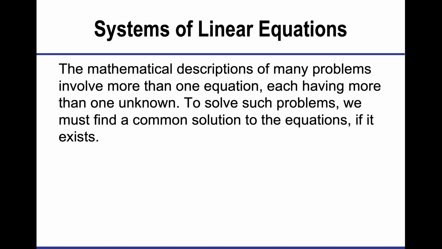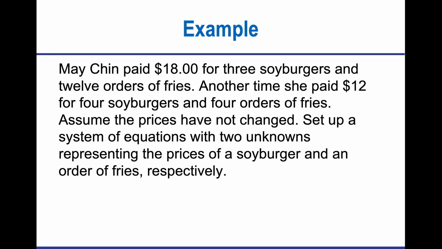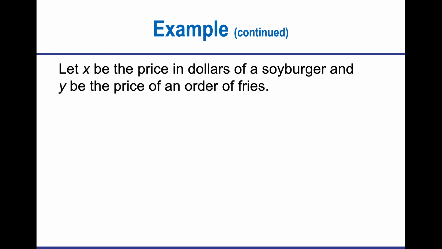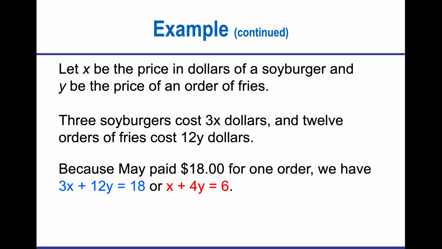I can have a system of linear equations, meaning I have more than one equation on a graph. So if I'm looking at this example with the soy burgers here, I can take this and get two functions out of this. So I've got two different functions happening. I've got the 3x plus 12y and the x plus 4y because I have different products and combinations working here.